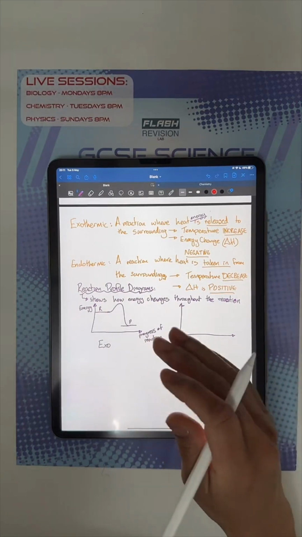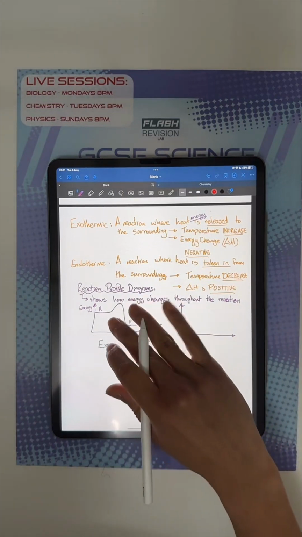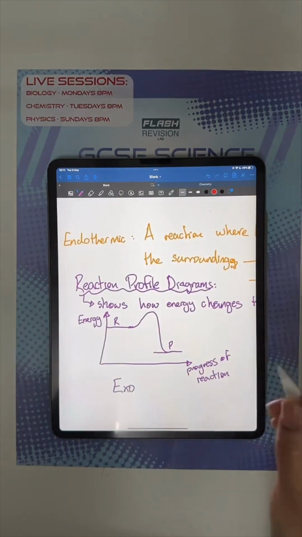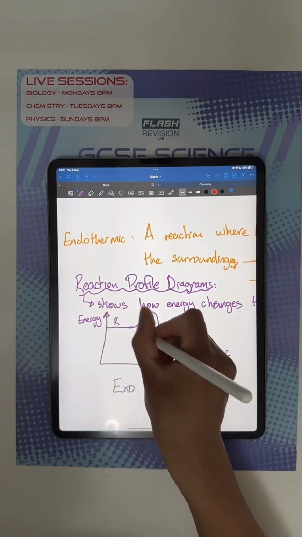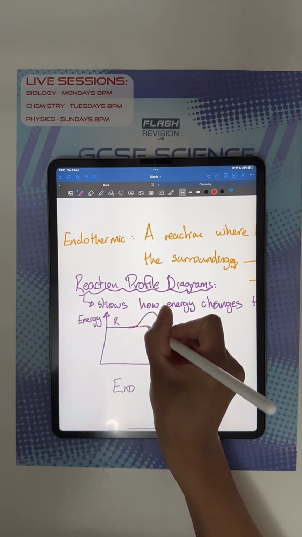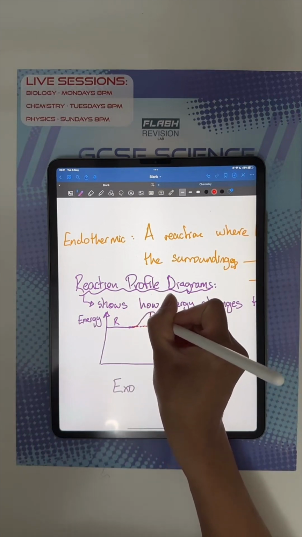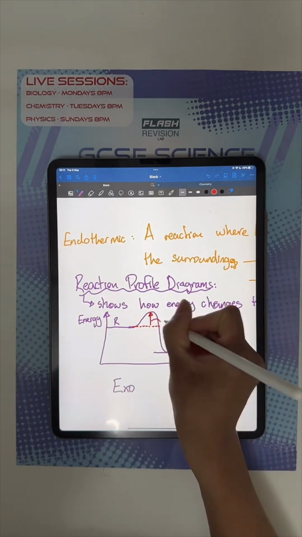Activation's at the peak. Yes, it is at the peak. So let me zoom into that. So what you want to do for activation energy, you want to go from the reactants to the highest point on the graph. It's always from the reactants to the highest point. So this distance here is activation energy.